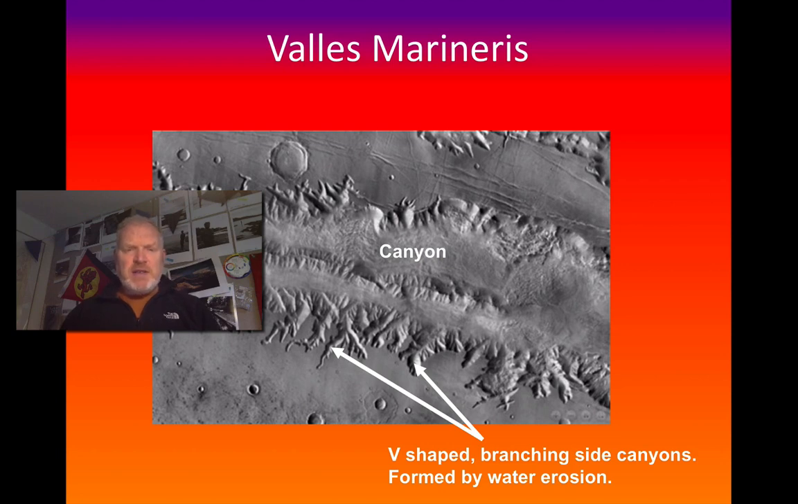We can find the same features here on Earth. Places like Death Valley, for example, will see features very similar to this. Have a look perhaps on Google Earth for Death Valley. See if you can recognise some similar features.